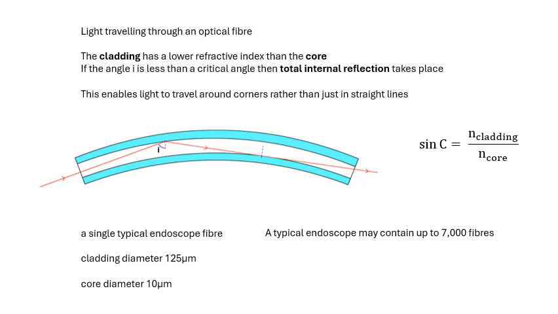A single typical endoscope fibre, the diameter of the cladding is 125 micrometres, which is about 1/10 of a millimetre, and then the diameter of the core is less than 1/10 of that. So very, very thin fibres, and a typical endoscope may contain up to about 7,000 fibres.